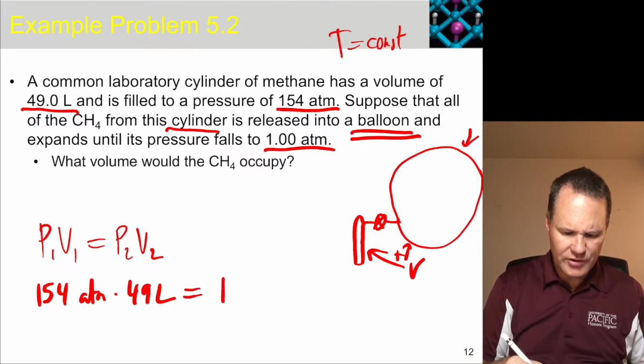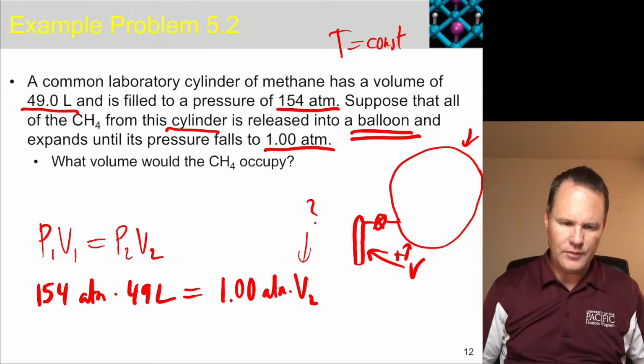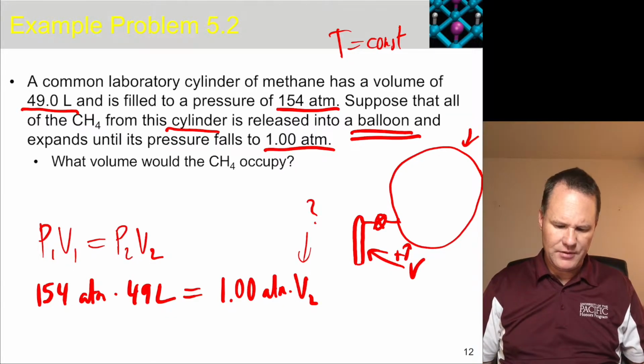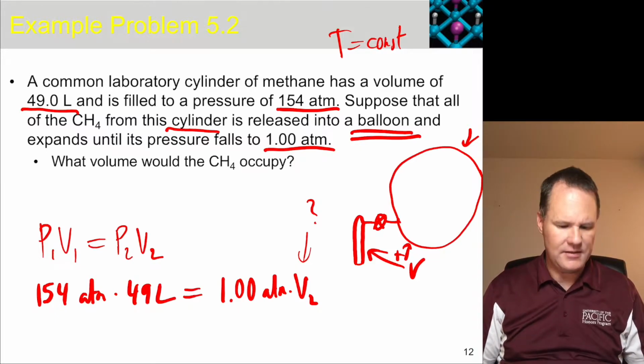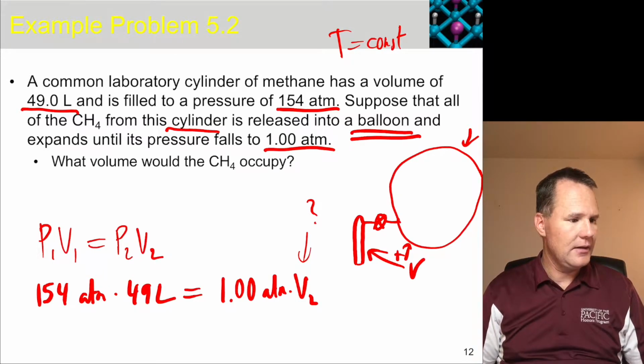And the new pressure is 1.00 atmospheres, and I'm looking for what is the new volume. So all I have to do now, this is even easier because it's going to involve dividing by 1, right? So I'm not going to do that.